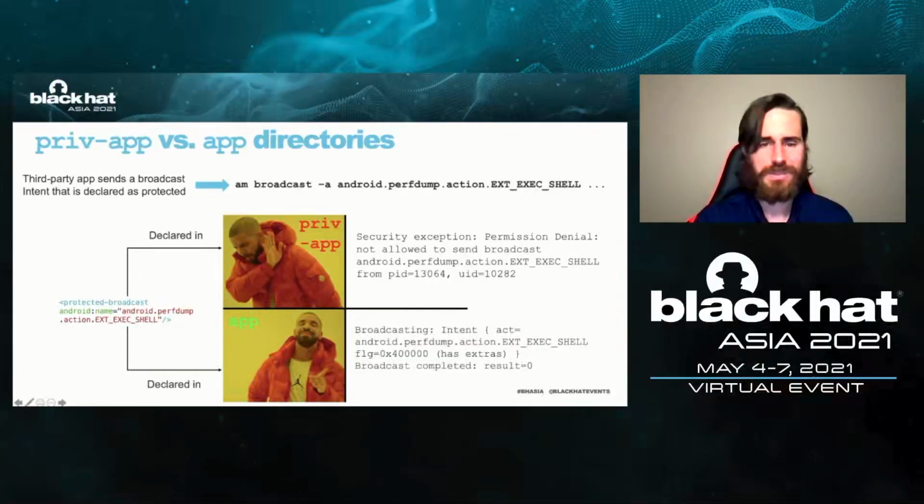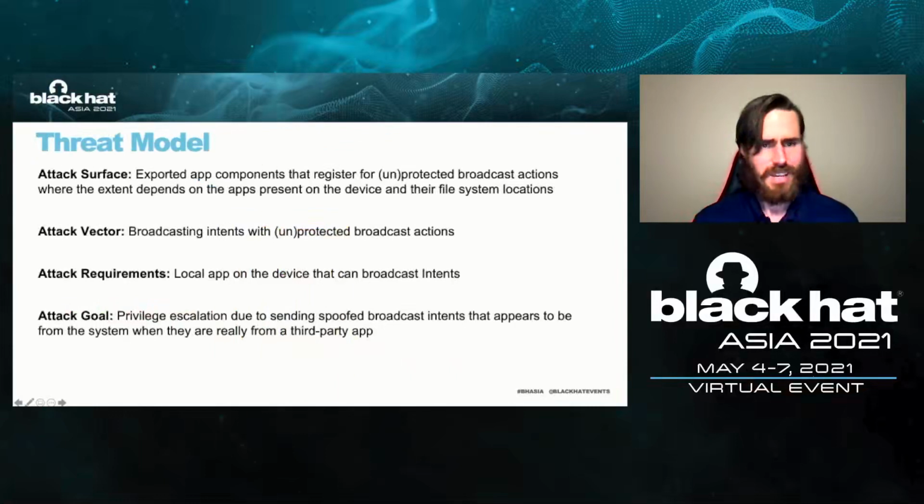and the third-party application will be able to send that broadcast intent successfully. So the attack surface are app components that are accessible, they're exported, they're not permission protected, and they register for broadcast actions, which are not going to be protected at runtime, which is dependent on the declaring app's file system location. So the attack vector is sending broadcast intents with action strings, which apps have declared as protected, but actually aren't protected at runtime.